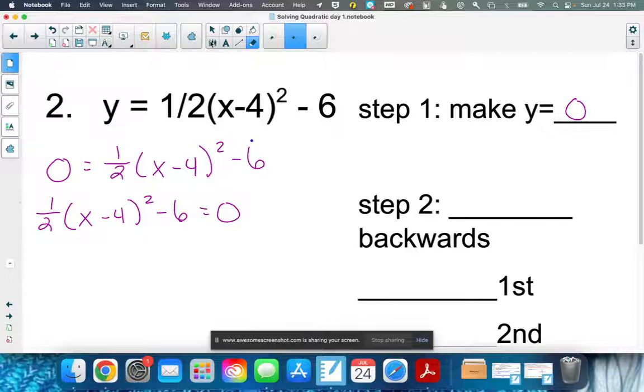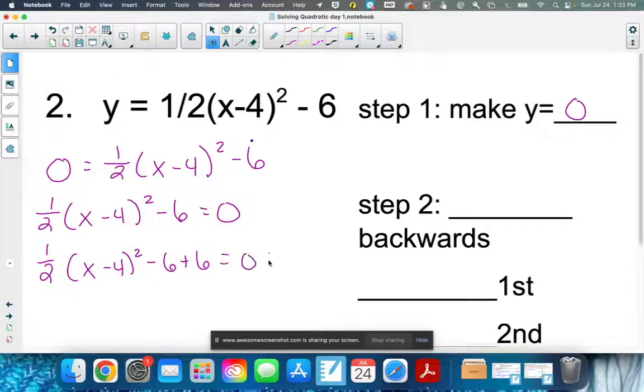Okay, so we made y equals 0, so now we're going to start doing our steps. The first thing I need to do is add 6 to both sides. So 1/2 x minus 4 squared, 6 plus 6, 0 plus 6. Same thing on both sides. That's a 0 pair, so it's canceled. And I now have 6 on the right.